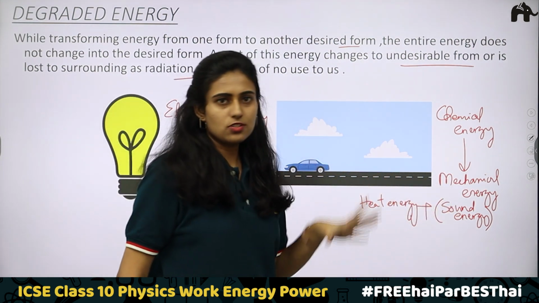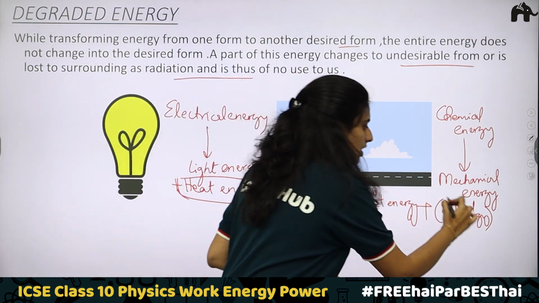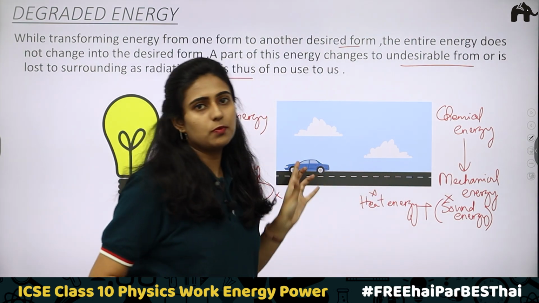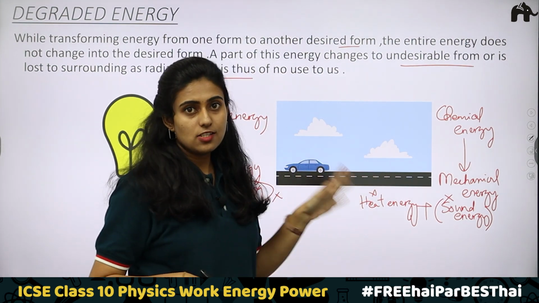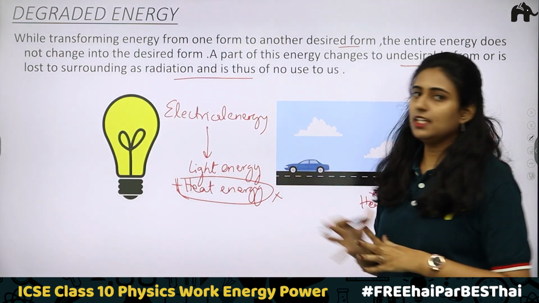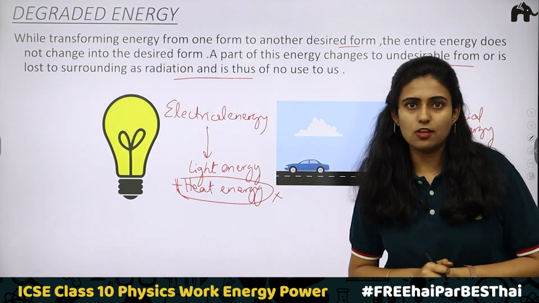Are these of any use? We don't want heat energy. This is a waste of energy. Sound energy is not required. We just need the body to move. Here we just need the automobile to move. There is a wastage of energy. This is again an example of degraded energy. Understood what degraded energy is? It is an undesirable form of energy. It is a wastage of energy.